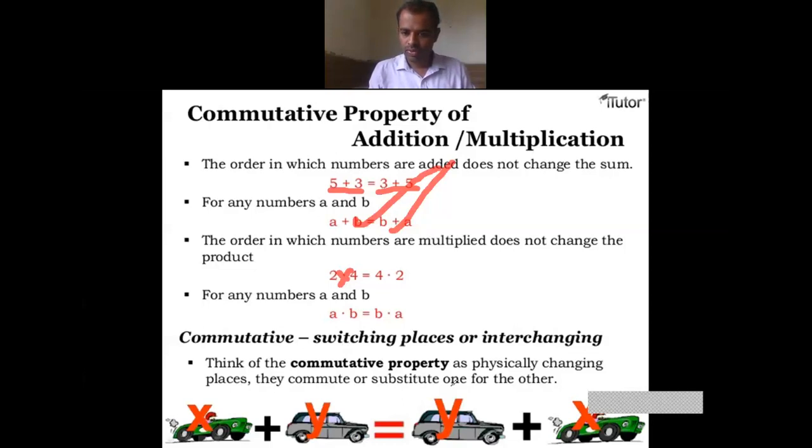Commutative means physically changing places; they commute, or substitute one for the other. Here they have given the same example: green car plus brown car is equal to brown car plus green car. Here we have the same thing.